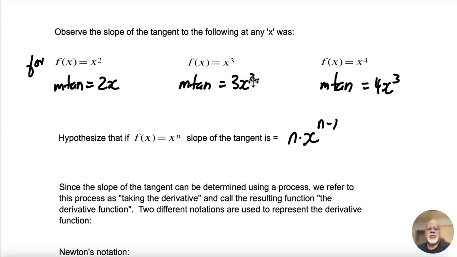So you'll notice for all of them, if we bring the exponent down in front, so in the case of x cubed, a 3 comes out in front, and then you reduce the exponent by 1. So that's what's happened with all of those.